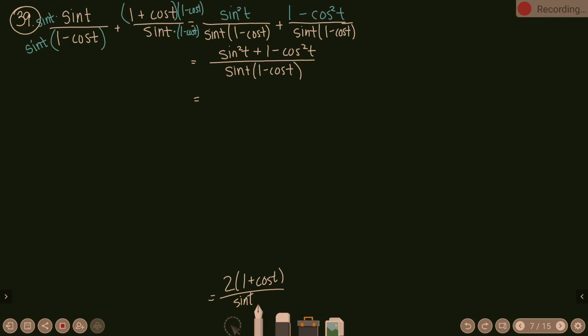Now, if you're trying to go sine squared minus cosine squared, that doesn't work, does it? The sign's not right. So again, what was seen here was, okay, 1 minus cosine squared, that is equal to sine squared, right? So I have a sine squared t already there, plus another sine squared t now, all over sine t times 1 minus cosine t. Okay?